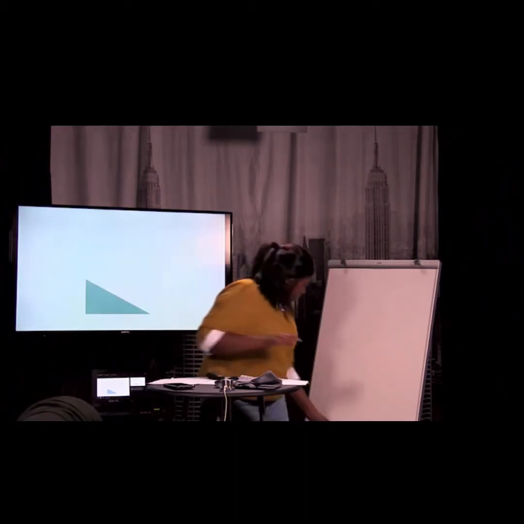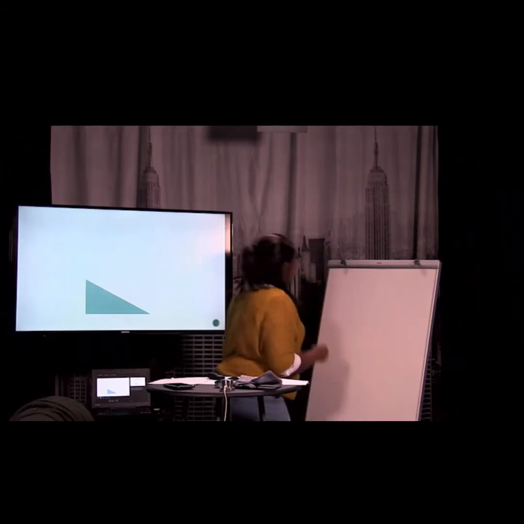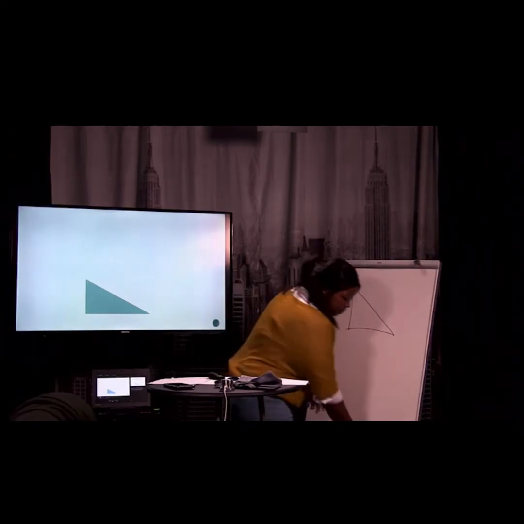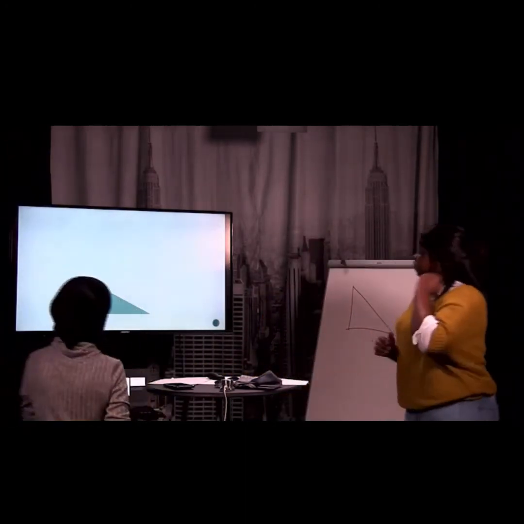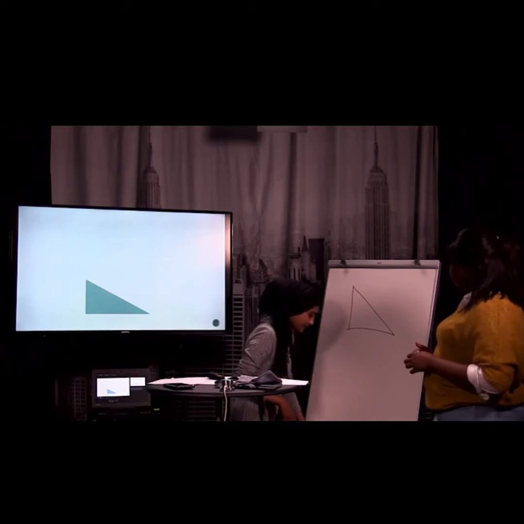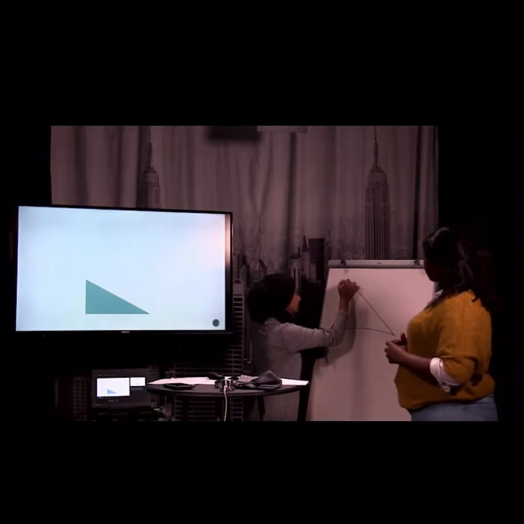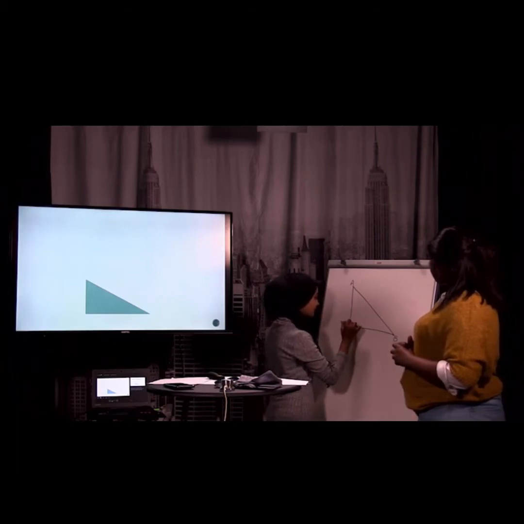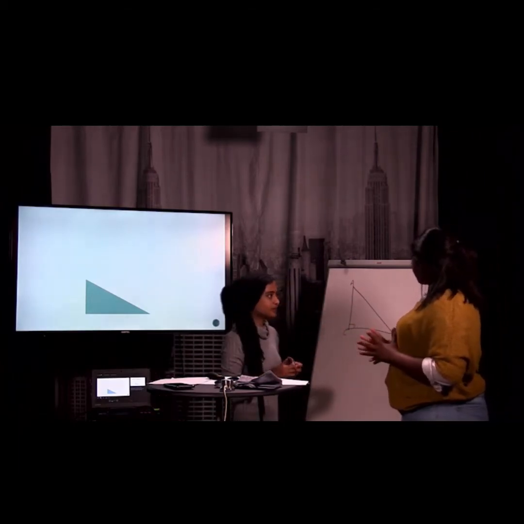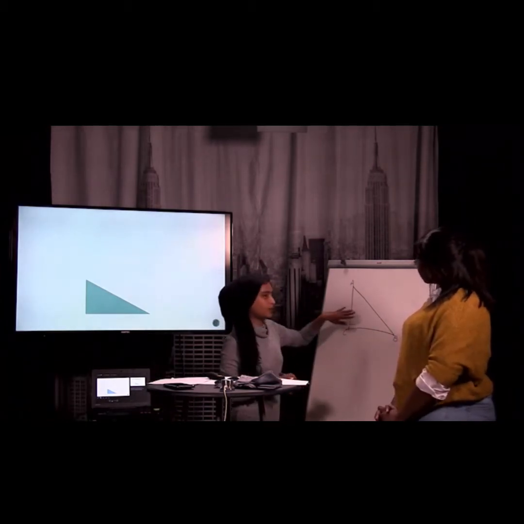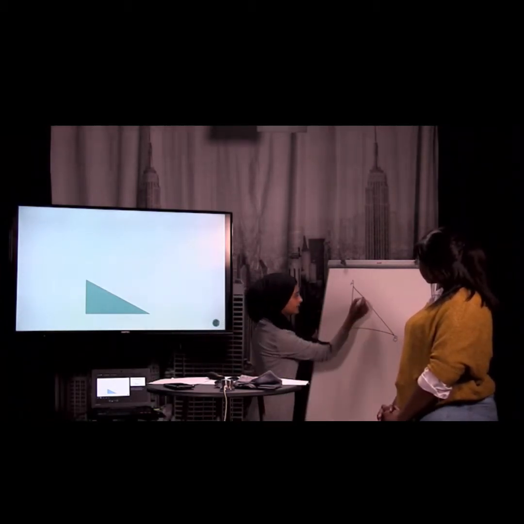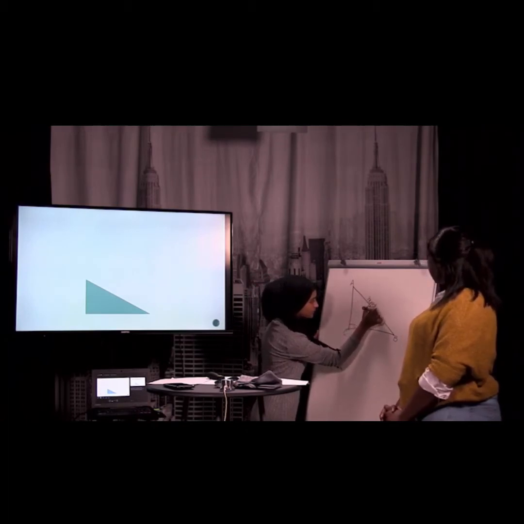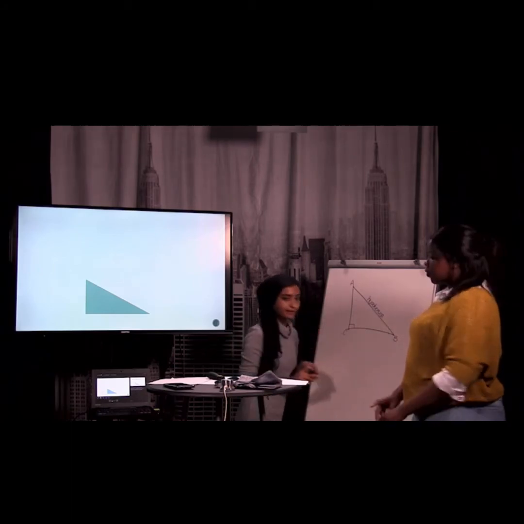Okay, can you please come label the triangle? Okay, I'll use the purple. Say that is A, that is B, this C. It's a right angle. Which one of these sides is the hypotenuse? The hypotenuse is the one that's opposite the right angle sign, so it will be this one.